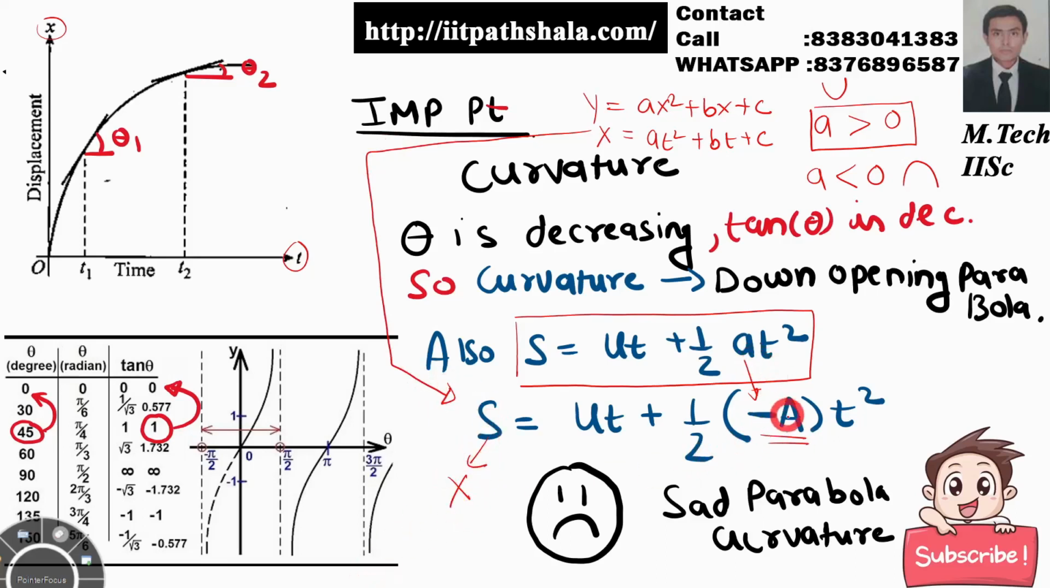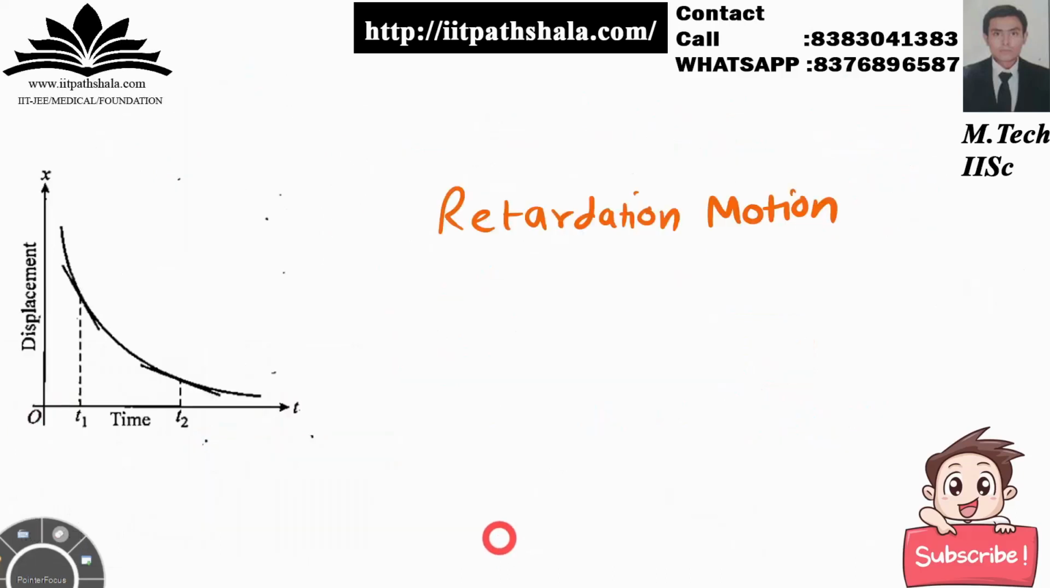So I'm having the negative value of a, which is telling me that I will be having a sad parabola curvature over here. So it will be opening in the downward direction. Fine with that. Now let us have another case of retarded motion over here.